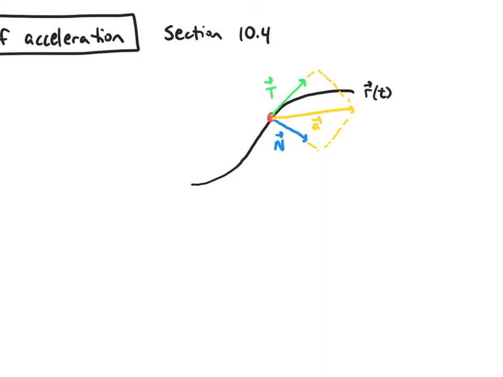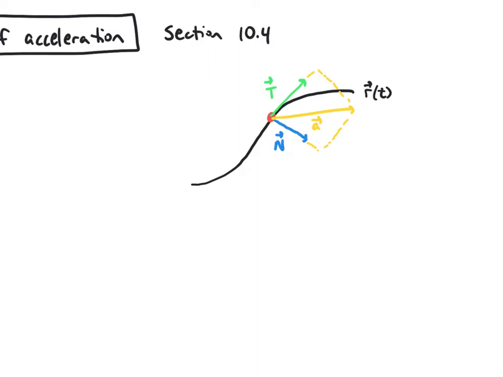Since the acceleration is in the osculating plane, it only is connected to the tangent vector and the normal vector. It's not connected to the binormal vector, because you could maybe even envision that coming out of the page at you. So we're looking at just this single plane with T and N, those two vectors.